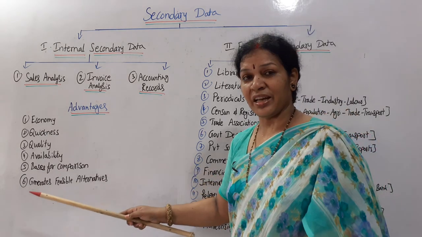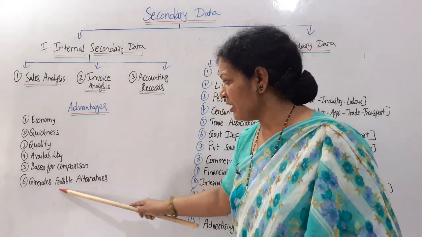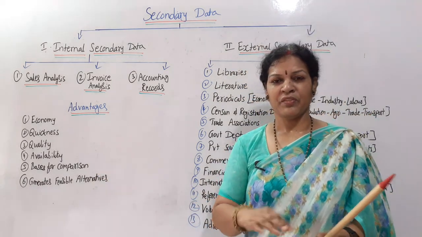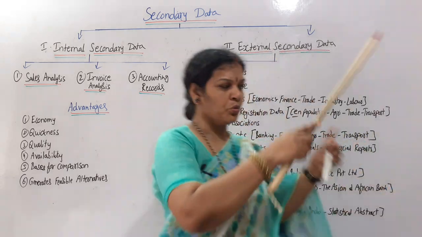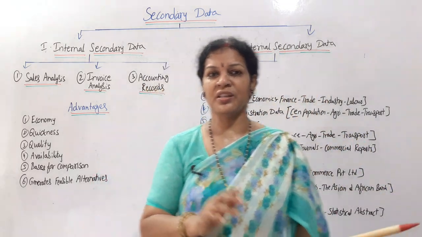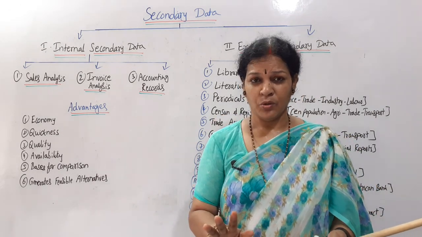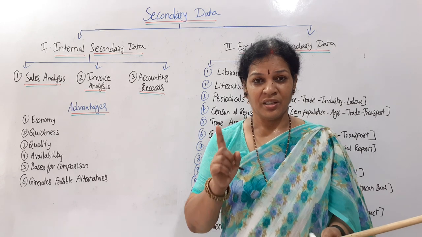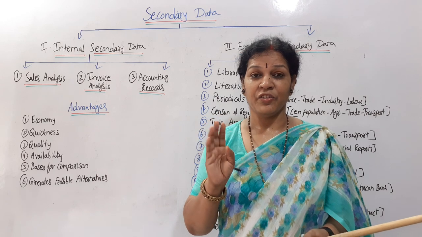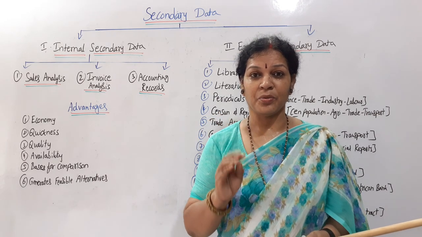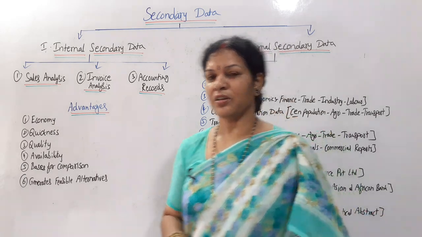In the same way, there are many more advantages. It generates feasible alternatives. A feasible alternative means if this is not proper, you can go for another way, because there are so many ways to collect secondary data. Whatever you want, you can use it. That's it. Simple. I hope I am clear with this lecture about secondary data. Very important. Primary, secondary. If you are perfect, then only research is possible. So make sure you are perfect. Okay? Take a screenshot or note it down.